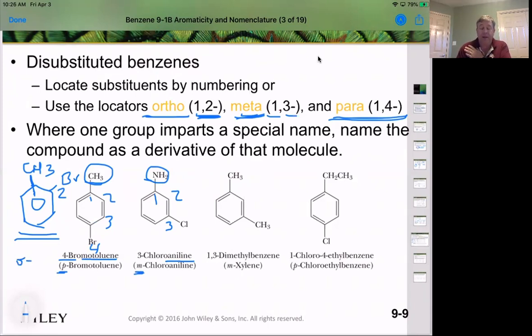Okay, now, if we don't have a name or we have multiple things that would make it a name, for example, we have 2 methyl groups here. So 2 methyl groups can no longer be toluene because then it'd be methyl toluene.